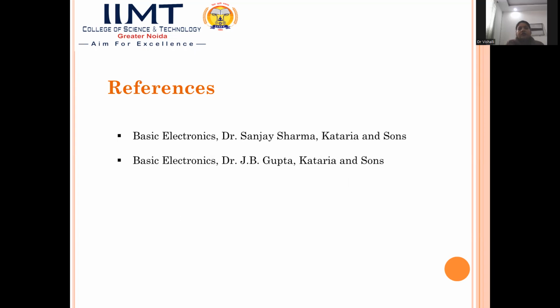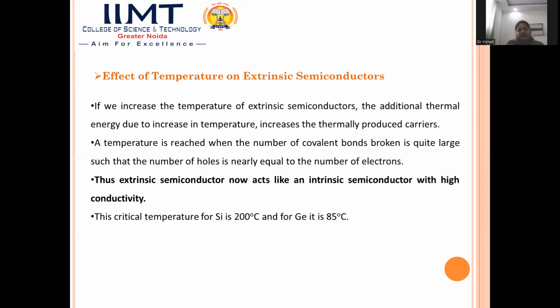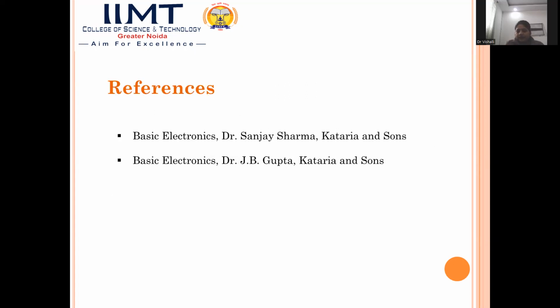These are some references. So I hope you have understood. Let's summarize what we have studied in this session. First of all, we have studied the classification of materials on the basis of their conductivity, that is conductors, semiconductors, and insulators. Secondly, how we can differentiate them on the basis of their energy band diagram. Thirdly, the types of semiconductors. We have studied the intrinsic semiconductor, the extrinsic semiconductor and its types, and the effect of temperature on the extrinsic semiconductor. So I hope you have understood this part.